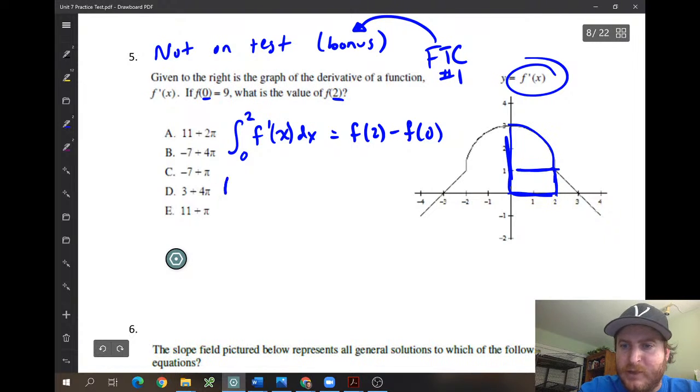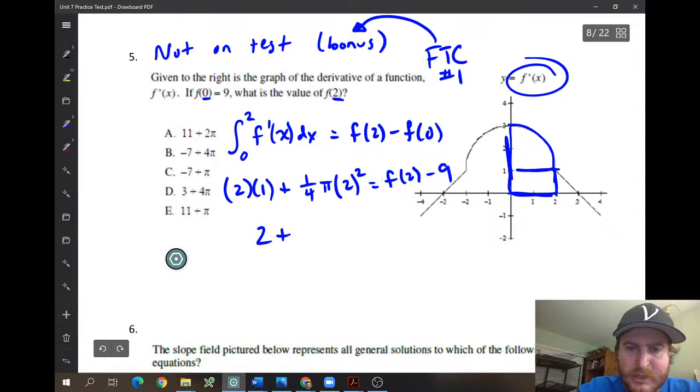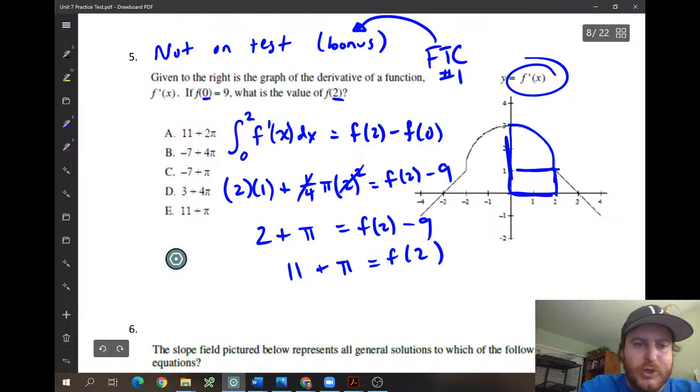They're both above the axis. The rectangle has a base of 2 and a height of 1. And I said semicircle, it's a quarter circle. The quarter circle has a radius of 2. So it'd be f of 2 minus 9. Right, f of 0 was the 9. So this gives me 2 plus pi equals f of 2 minus 9. Add 9 to both sides. We get 11 plus pi would be f of 2, which is choice E.